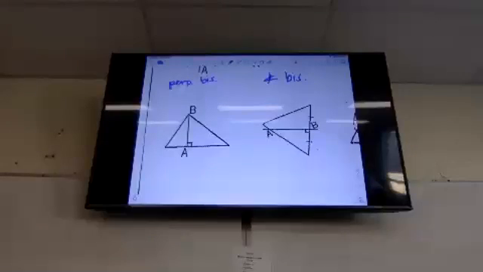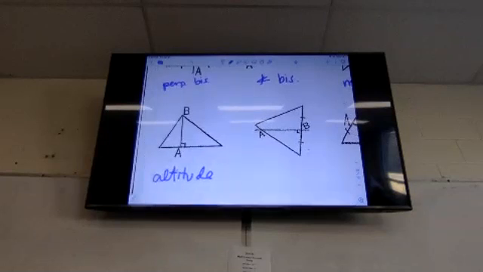All right, what about the next one? What do we think there? Altitude. Yep, altitude. It has a right angle, it has a vertex. What about the one next to that? Perpendicular bisector. Why? Because it has the right angle and a midpoint. Good, midpoint and right angle.